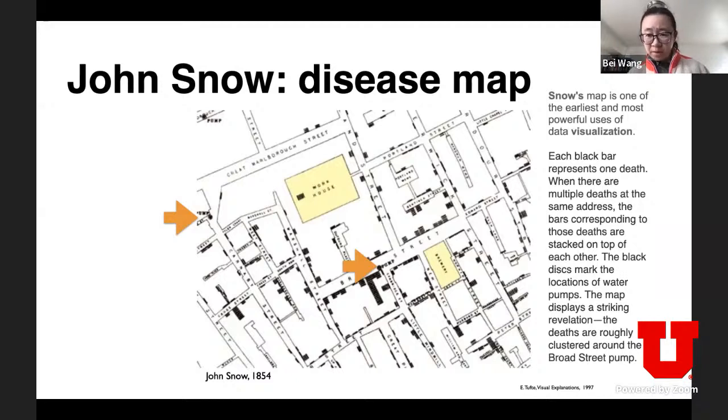And then the orange arrow corresponds to the location of the pump. This specific map basically displays the insight that all the deaths are roughly clustered around the Broad Street pump, which is the orange pump in the middle of the visualization. So this is one of the first examples of data visualization and how it leads to insight and control of disease spreading.